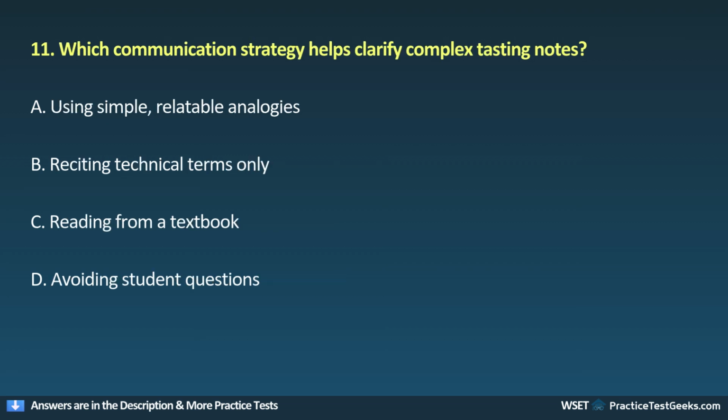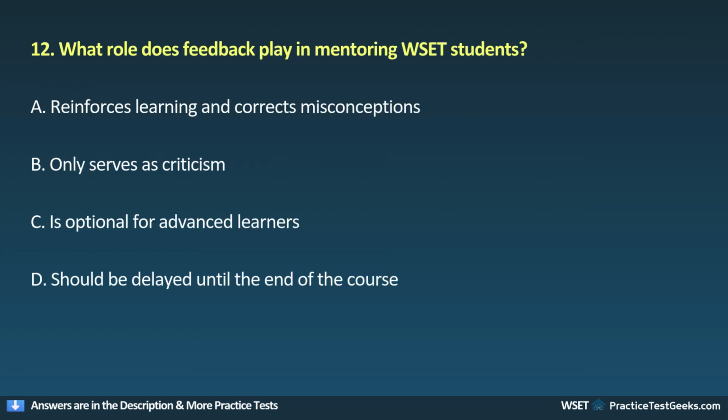11. Which communication strategy helps clarify complex tasting notes? A. Using simple, relatable analogies. B. Reciting technical terms only. C. Reading from a textbook. D. Avoiding student questions.